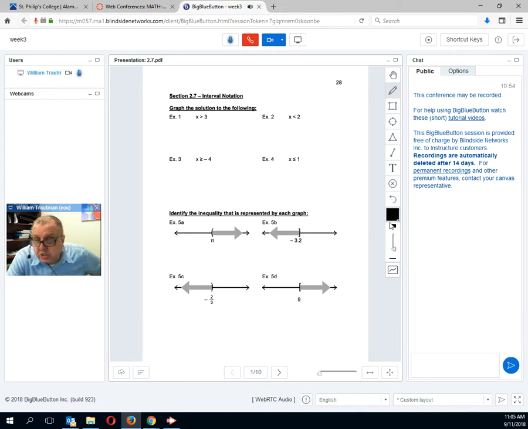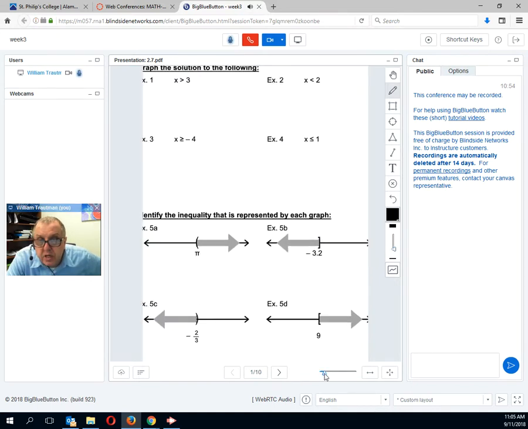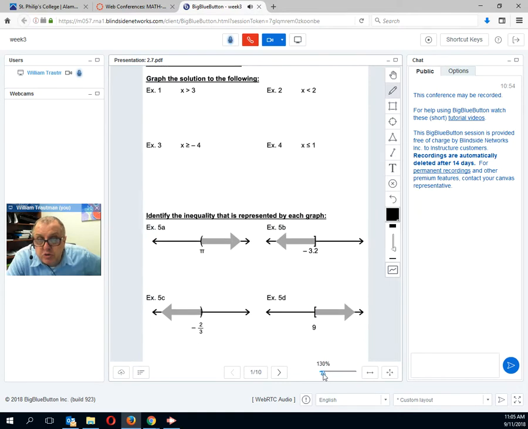So in section 2.7, let me make this a little bit bigger. Oh, that's the wrong thing. Give me a second. There we go. This one. It says graph the solution for the following. So we want to graph these. First, we need a graph line. Sorry, I could try to be a little bit straighter when I do this. There we go. There's my line.